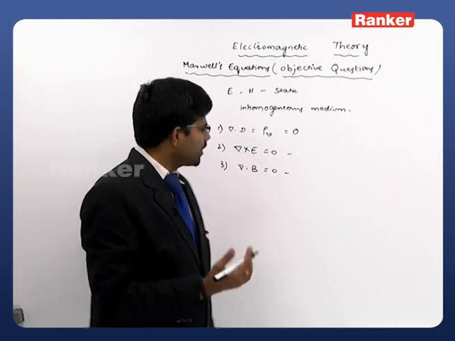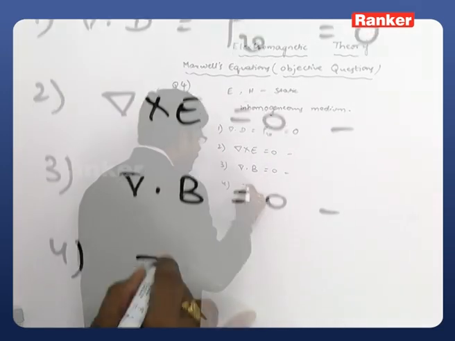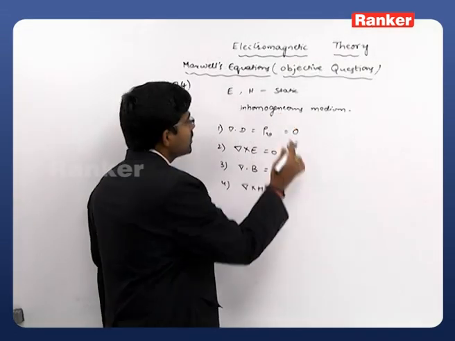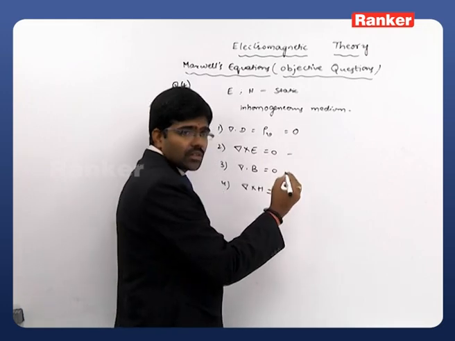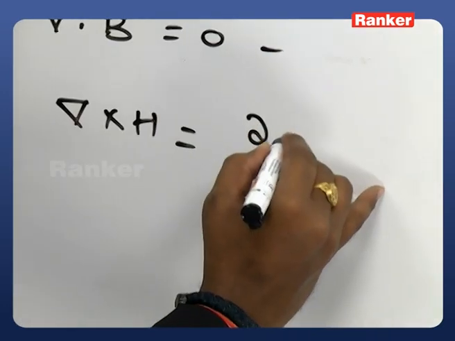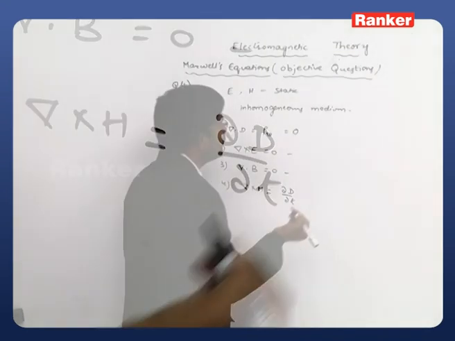But try to identify the next one also, del cross H is equal to, since it is a source-free region, sigma will be equal to 0, and ∂D/∂t, which is equal to ∂D/∂t. That's what I am directly writing.